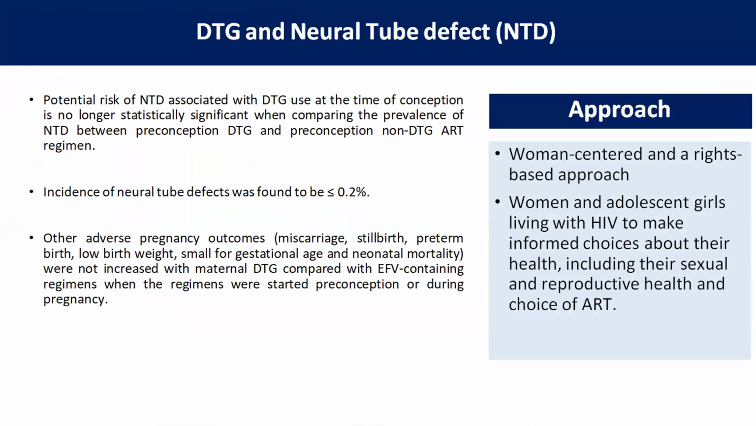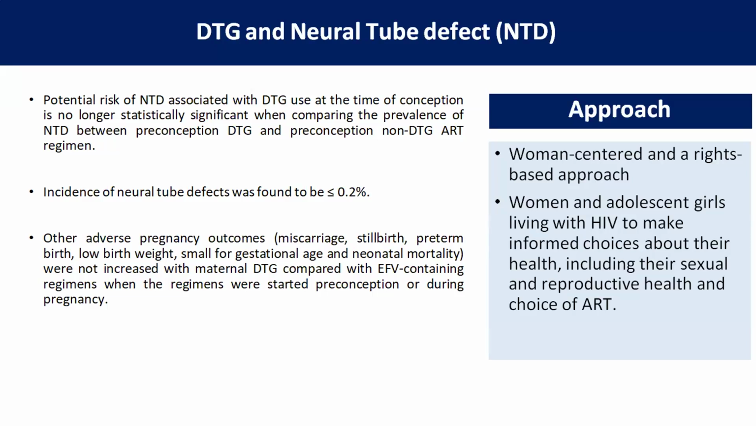Other adverse pregnancy outcomes, such as miscarriage, stillbirth, preterm birth, low birth weight, small for gestational age, and neonatal mortality, were not increased with maternal dolutegravir use compared with the efavirenz containing ART regimen when this regimen was started preconception or during pregnancy.